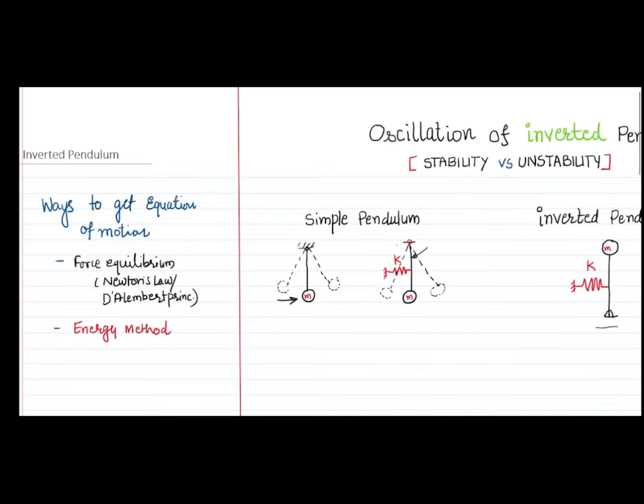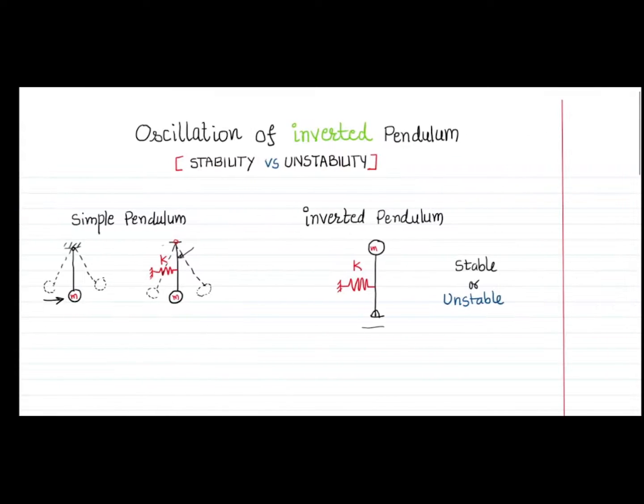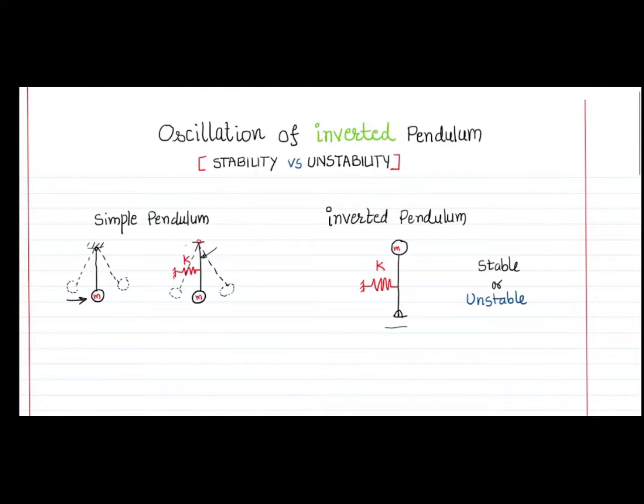In the present case, we are going to use the energy method to find the equation of motion of our system, but we are going to start with the simple pendulum. First, we will derive the equation of motion of a simple pendulum using the energy approach, so that we will have a base to derive the same for the inverted pendulum.